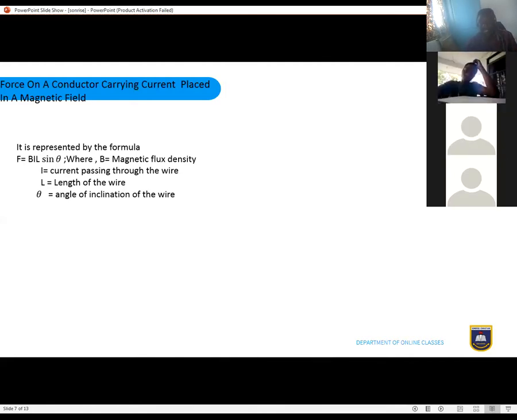Magnetic flux density. Anytime you pass current through a conducting wire, there's going to be a magnetic flux set around it. The B is also called the magnetic field strength, or the magnetic flux density. The I represents the current passing through the conducting wire, the L represents the length of the wire, and the theta is the angle of inclination of the wire.